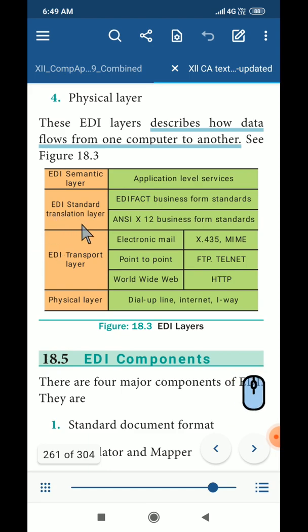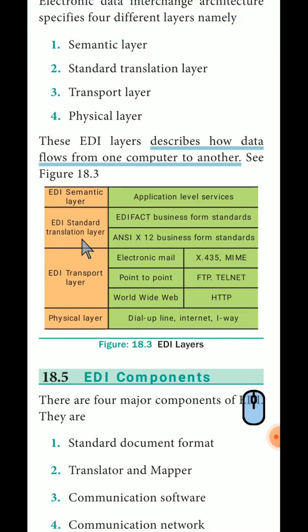Okay, next the EDI standard translation layer. Actually, it is EDIFACT business form standards. So here we are going to follow standards. We have some standards like EDIFACT or ANSI X12 business form standards. So we can use any type of standard format for an EDI document, and we can translate the documents and transfer the documents from one organization to another.